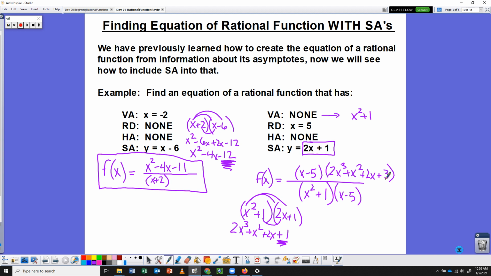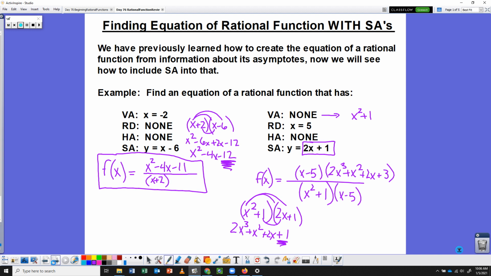So this fraction now contains all of the elements that we're looking for. It will produce the right removable discontinuity at x equals 5. It will produce no vertical asymptotes because my denominator only is 0 when it's imaginary or 5, and 5 is the removable discontinuity. And then the numerator is made of the product of my denominator that's not the removable discontinuity times my slant asymptote with a modified constant so that it doesn't reduce. So that's how you do problems that have slant asymptotes and you're trying to find the equation from all of that information.